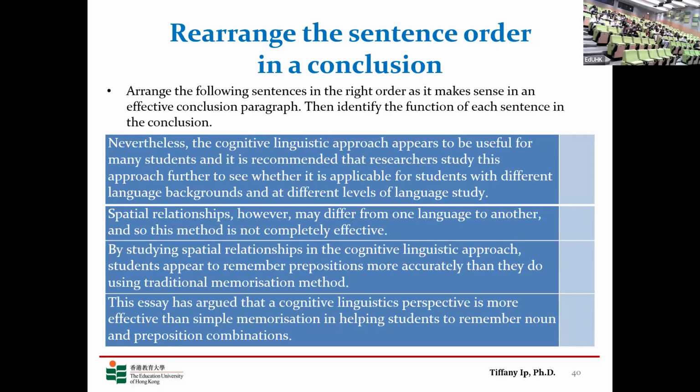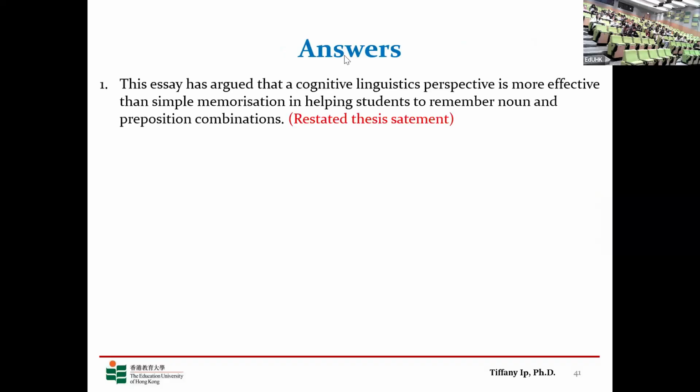Okay, so it seems that this time you're more cautious, but then actually the accuracy rate is higher. At least everyone on Zoom actually got it correct. So the answer is 4, 3, 2, 1. Right? So the first one, I guess you get it. This essay has argued that is definitely a restated thesis. And so you repeat the thesis statement.